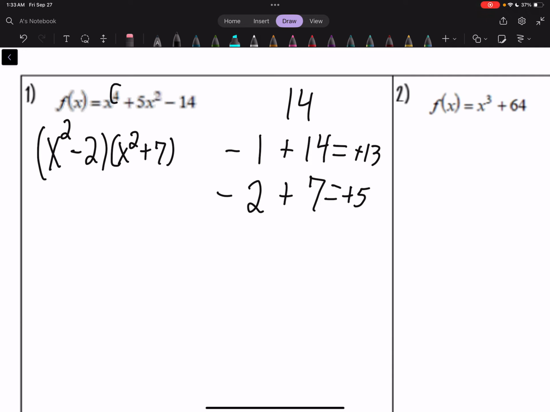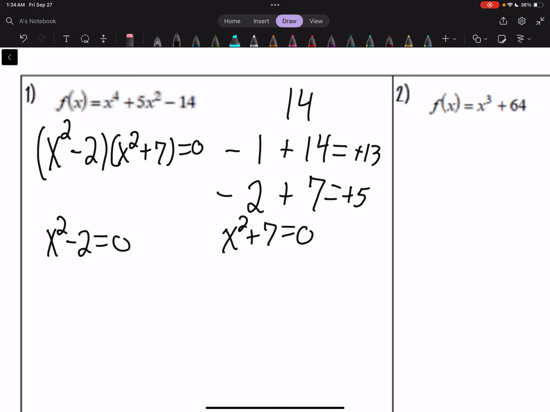Notice it's a square because this exponent is 4, this exponent is 2. The difference between them is 2. Therefore, it is x squared instead of just regular x in my factored form. It is equal to 0. Alright, if I separate these out, I really don't need that parenthesis. x squared minus 2 is equal to 0. x squared plus 7 is equal to 0.